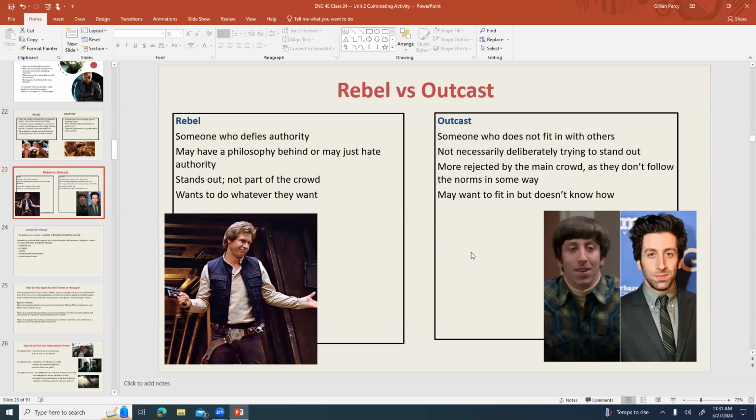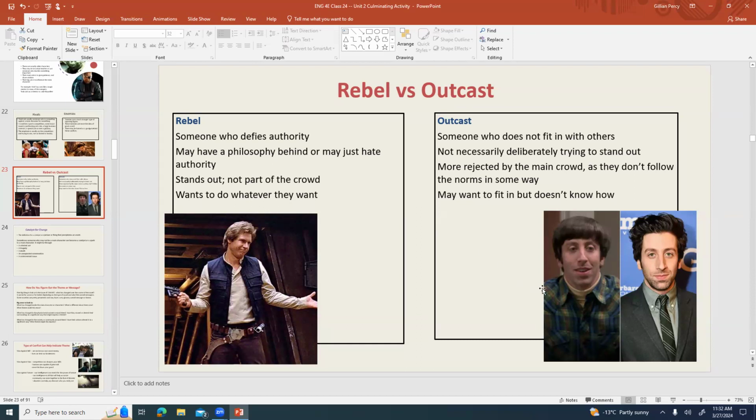On the other hand, you have somebody who's an outcast. And they will also be by themselves a little bit, but for them, it's more because they don't fit in with the other people. They're not necessarily trying to stand out. It's more because they've been rejected by the main crowd or the main society because they're not following the norms of the society in some way. They may actually even want to fit in, but they just don't know how to do it.